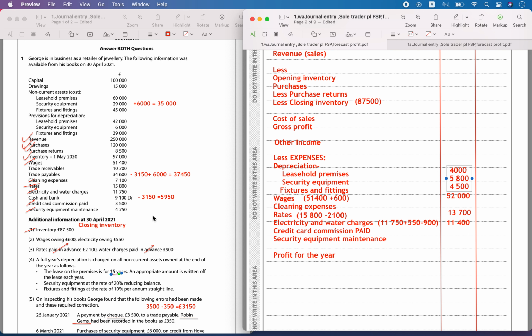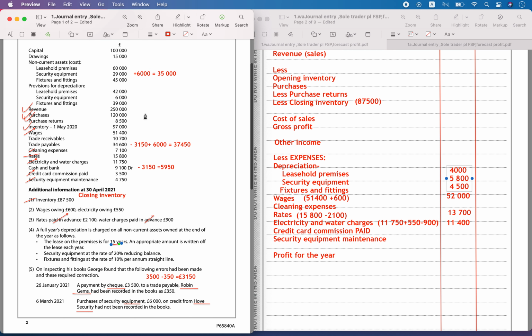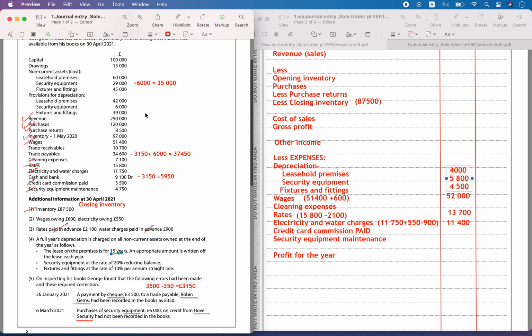And then, on inspecting the books, there was an error which has to be corrected accordingly, because there was a trade payable adjustment that had to be made, so I have made the trade payables adjustment. The trade payables is not going to come in the profit and loss account, it is going to appear in the statement of financial position, and even the bank, which is affected here, we have to adjust. So let's fill up the rest.